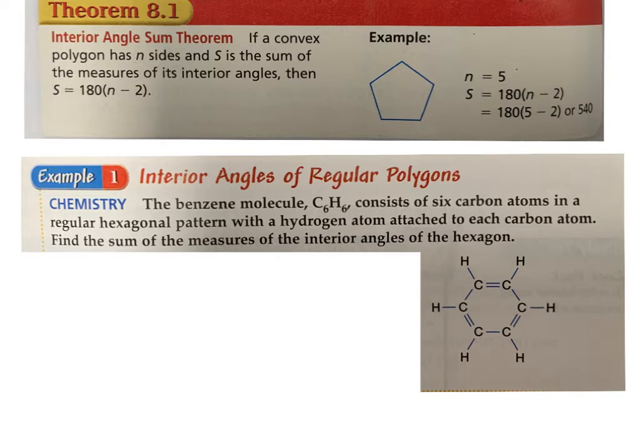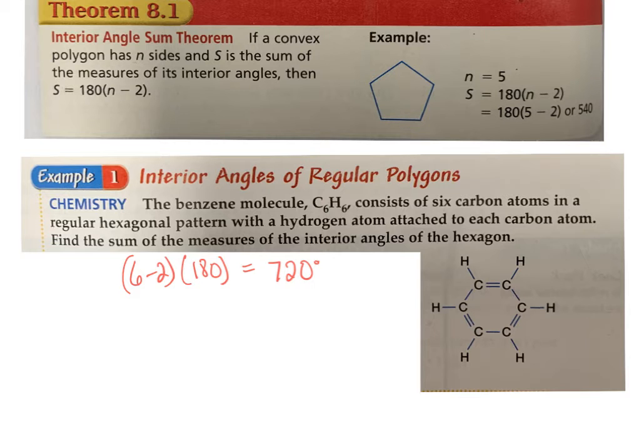The benzene molecule C6H6 consists of 6 carbon atoms in a regular hexagonal pattern with a hydrogen atom attached to each carbon atom. Find the sum of the measure of the interior angles of the hexagon. So it's important that you remember your names and your sides. Hexagon has how many sides, even if you didn't have a picture? 6. And so if I wanted to find the interior angle sum here, I would say 6 minus 2. That gives us 4. And I'm going to say 4 times 180. That will give me 720 degrees is the sum of all the interior angles.